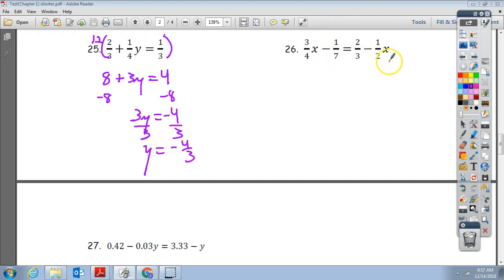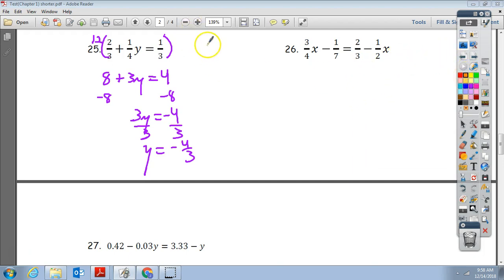Even though this one's ridiculously ugly, you could solve it like normal by adding the 1/2 x over here to the 3/4, adding the 1/7 to the 2/3. You're going to have to use a calculator, but you can do that. You can solve it just like normal. Or you can take this thing right here and you can multiply by the common denominator.